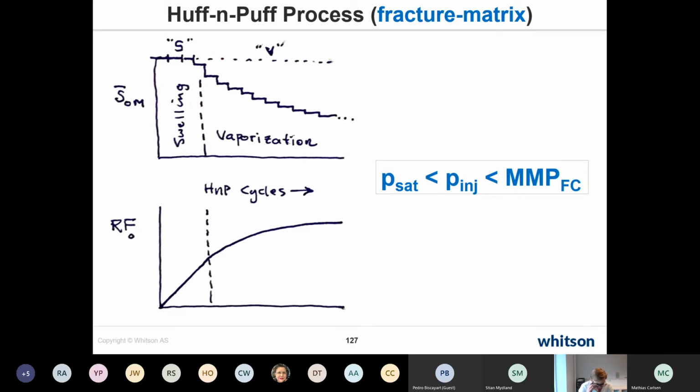So anything to add here, Stian? No, I think that was good enough for now. We'll get back to these core experiments in detail a little bit later. Yeah.